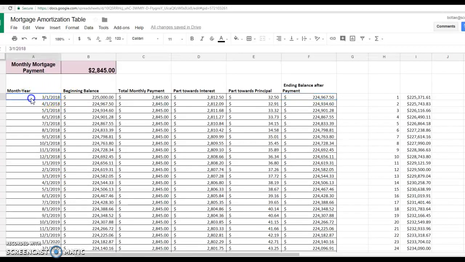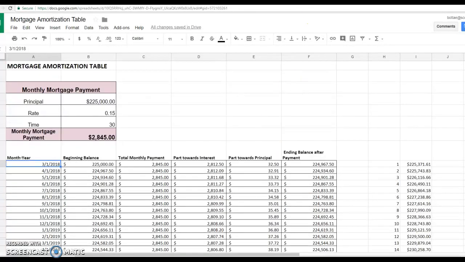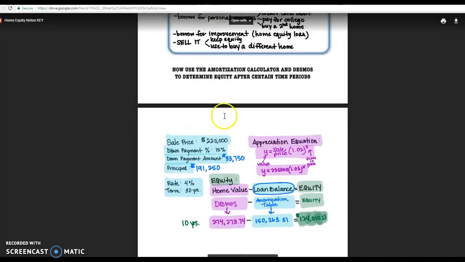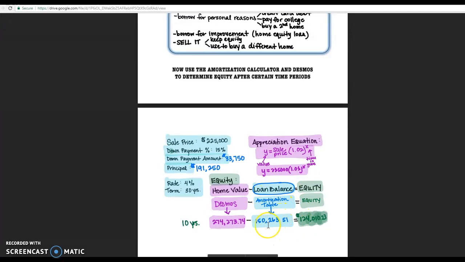Now I can see what my ending balance is at any given point in time, and if I'm going by years, I just had my kids stick with March, so 3/1/2018, 3/1/2019, and so on. So that's how we come up with what your loan balance is at any given point in time. That's going to come from the amortization table. But how do we know what the house's value is at any given point in time?